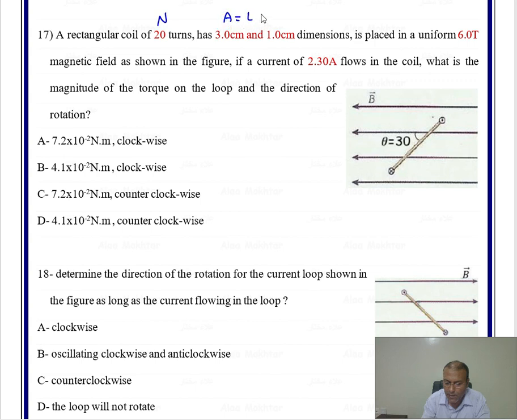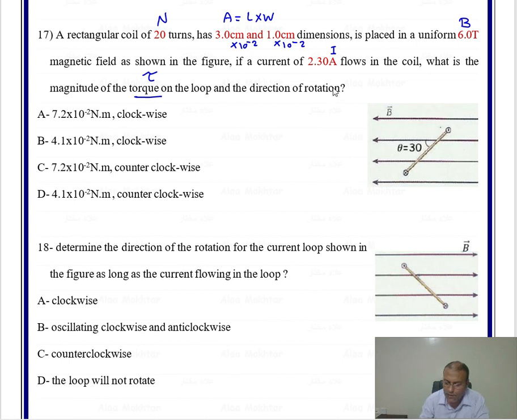A rectangular coil of 20 turns has 3 centimeter and 1 centimeter dimensions, area equals length times width, multiplied by 10 to the negative 2 for both, and is placed in a uniform magnetic field B as shown in the figure. If the current I flows in the coil, what is the magnitude of the torque? Torque tau on the loop and the direction of the rotation. Torque equals N I A B sine theta. Theta is the angle between n hat, the unit vector, and B.